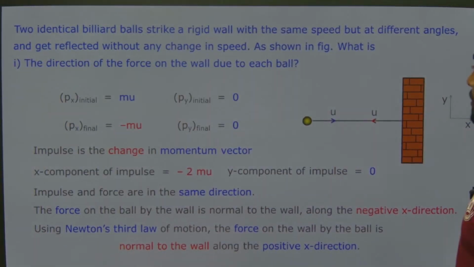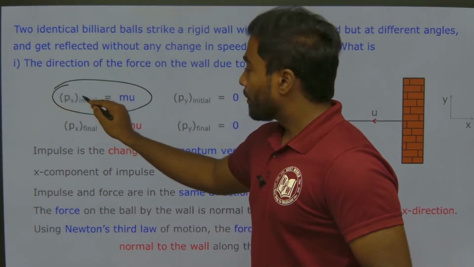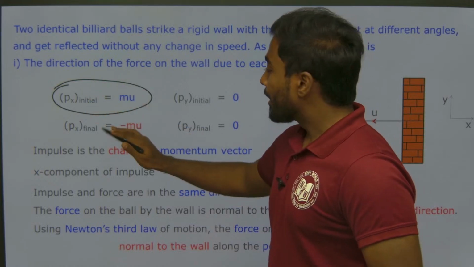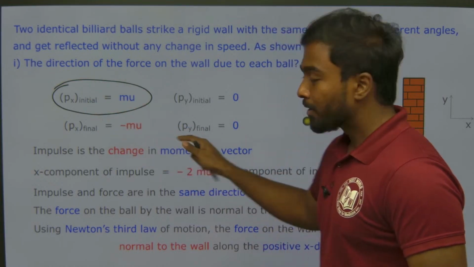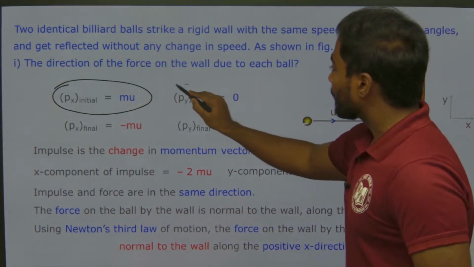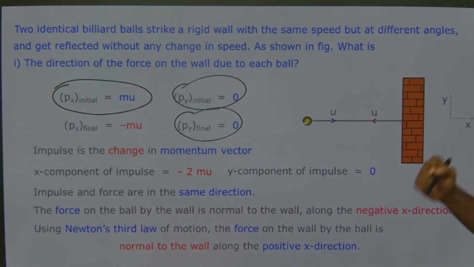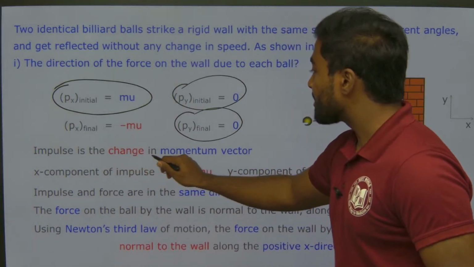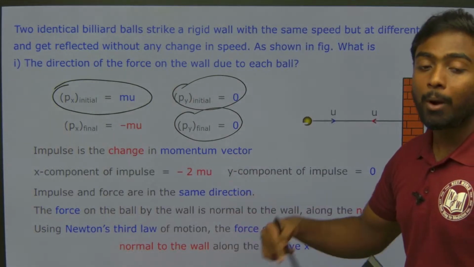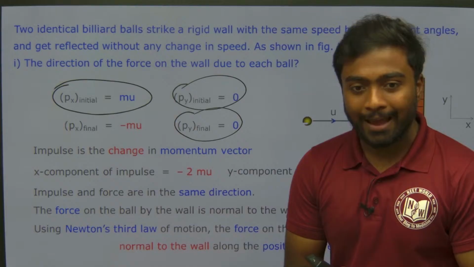See, the first case: initial momentum in the x direction will be mu, and final momentum will be minus mu. So going in the positive x axis, then in the negative x axis. In the y axis the momentum is 0, so there is no momentum in the y direction. Impulse is the change in momentum vector, which is nothing but minus 2 mu. So what will be the answer for this question? Minus 2 mu will be the answer.